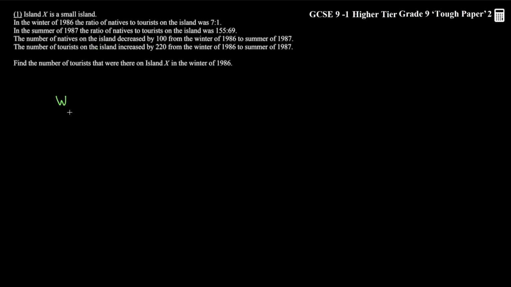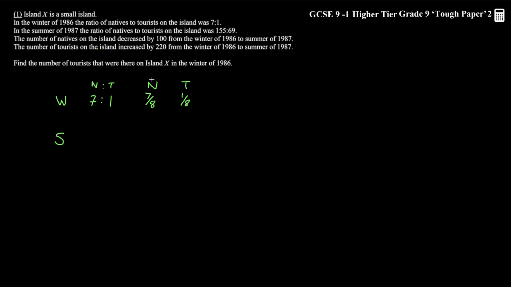Okay, let's look at what they tell us about the winter. They've told us that the ratio of natives to tourists was 7-1. So in terms of fractions, the natives were 7/8 of the inhabitants and the tourists were 1/8. And I think immediately, whatever they're going to tell us about the summer, this is going to be easier to deal with. Now let's do the same for the summer.